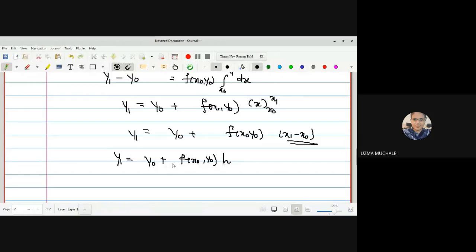Similarly we can do the integration within the limit x1 to x2. Here we have done the integration within the limit x0 to x1. Now we can find the integration from x1 to x2.